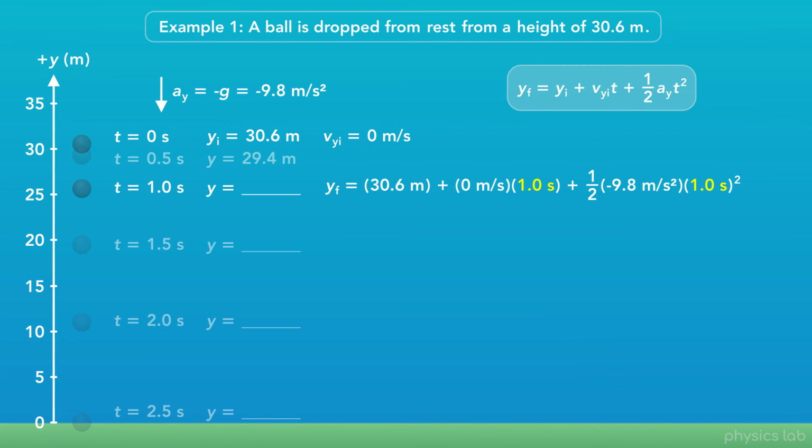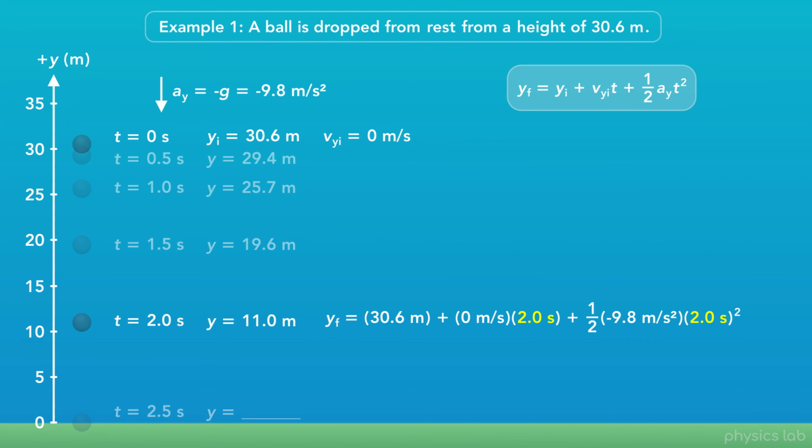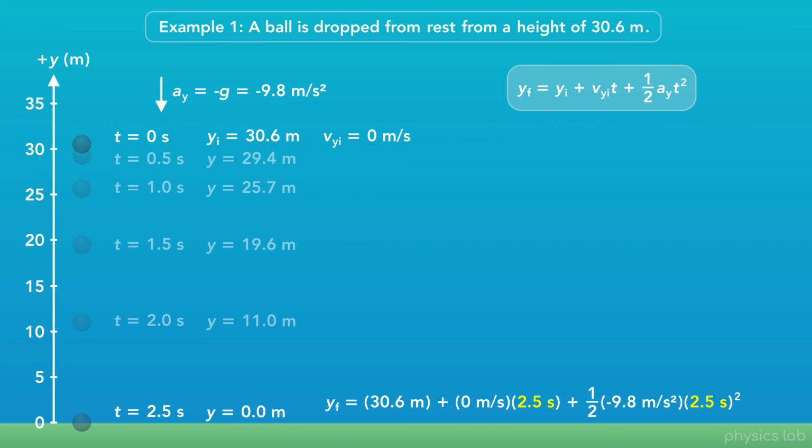At 1 second, we plug in 1 second for t and the same values for everything else, and we get 25.7 meters for the y position at 1 second. At 1.5 seconds, the y position is 19.6 meters. At 2 seconds, it's 11 meters. And at 2.5 seconds, the y position is 0 meters, which happens to be the time when the ball hits the ground.